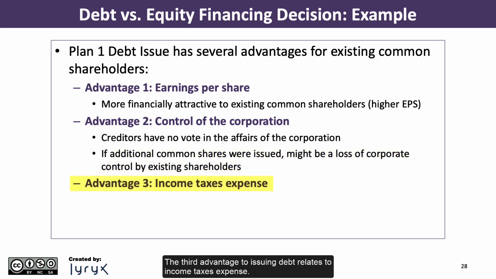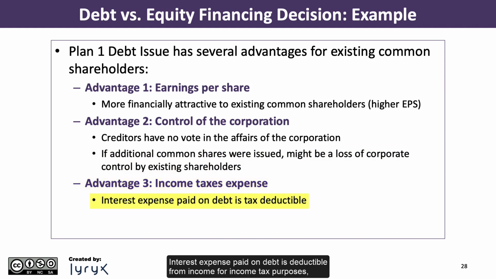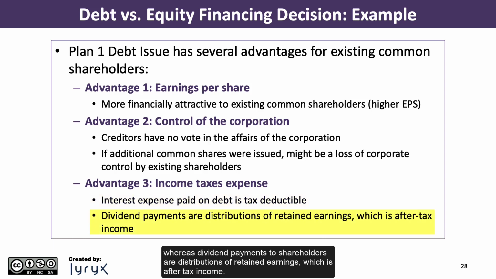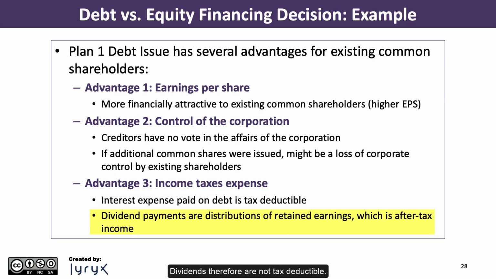The third advantage to issuing debt relates to income taxes expense. Interest expense paid on debt is deductible from income for income tax purposes, whereas dividend payments to shareholders are distributions of retained earnings, which is after-tax income. Dividends, therefore, are not tax deductible.